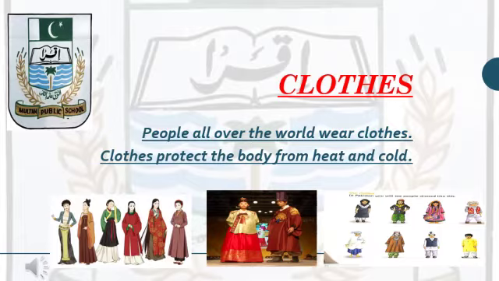In Pakistan, you will see people dressed like this. Women mostly wear shalwar kameez, frocks, dupattas and scarves, and men mostly wear shalwar kameez, turban, waistcoat or lungi.